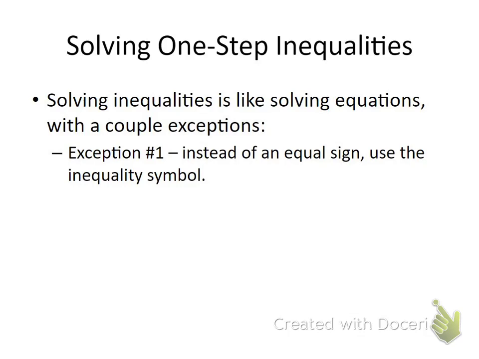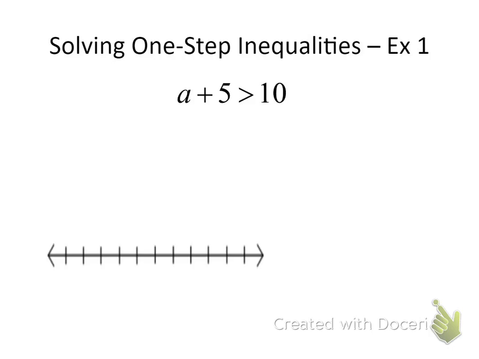Okay. So, solving inequalities is like solving equations with a couple exceptions. The first exception, instead of an equal sign, we're going to use the inequality sign. We're going to talk about the next exception and a few example problems here. Let's take a look at example number 1. Today we're going to solve the inequality, and then graph it on the number line. Again, it's just like solving an equation, so we're still going to circle our variable. We're still going to draw our line of equality, except this time it's going to go through our inequality sign instead of our equal sign.